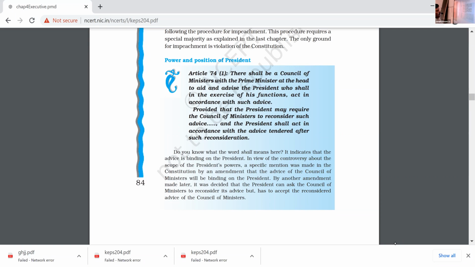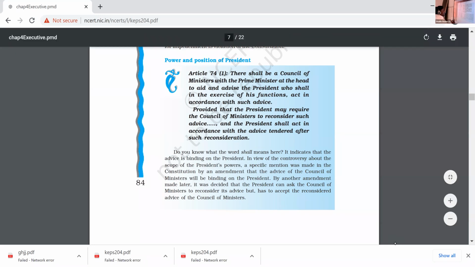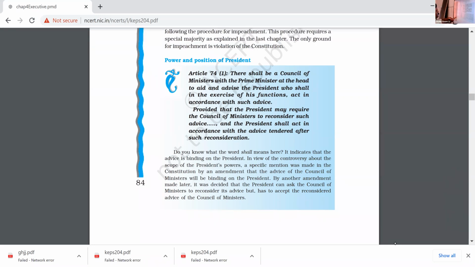Again, the ministers or council of ministers are staying in the same stand, the president won't accept it. Next one, do you know what the word "shall" means here? Shall. Okay, here you can see, "there shall be." So what is the meaning of the term "shall" here? You can see Article 74.1, "there shall be." That's what the "shall" is here.